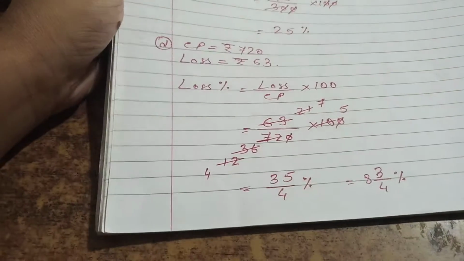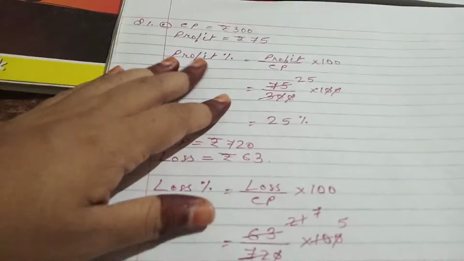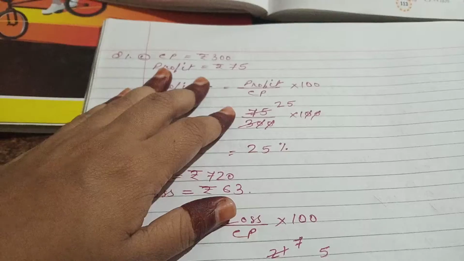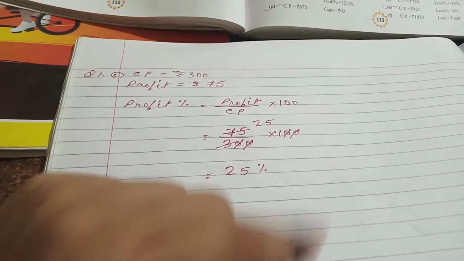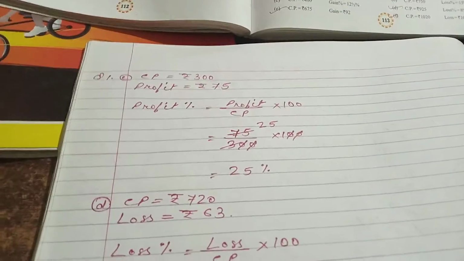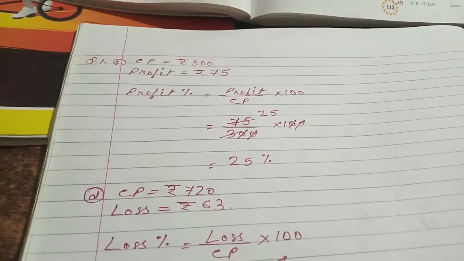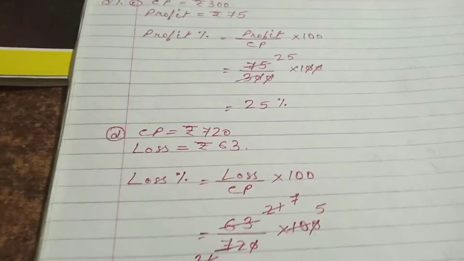1C is also the same. In 1C, cost price is given and profit is given. So directly you need to find out the profit percent here. So profit by CP into 100 you have to apply. So profit 75 by 300 into 100. After cancellation your answer is 25%.